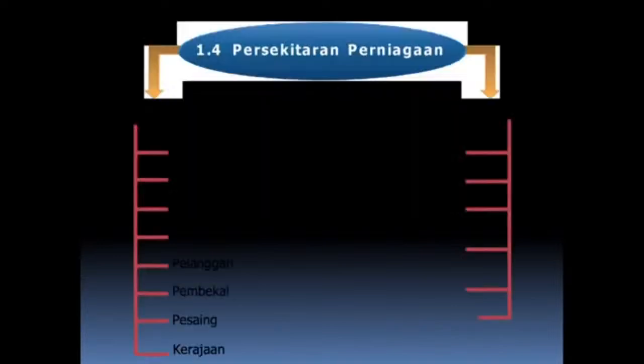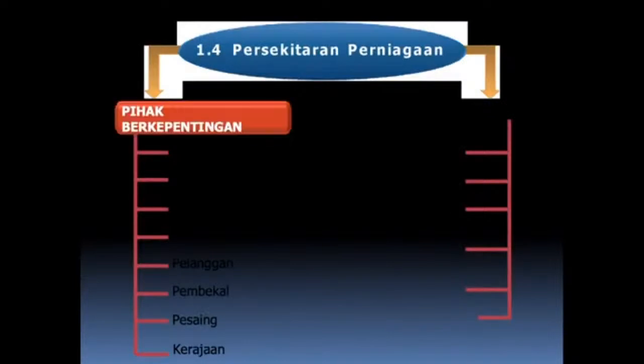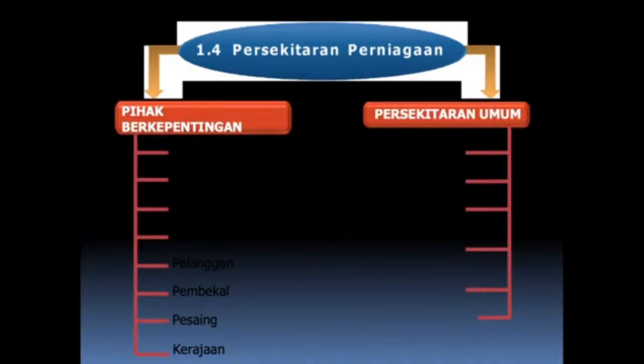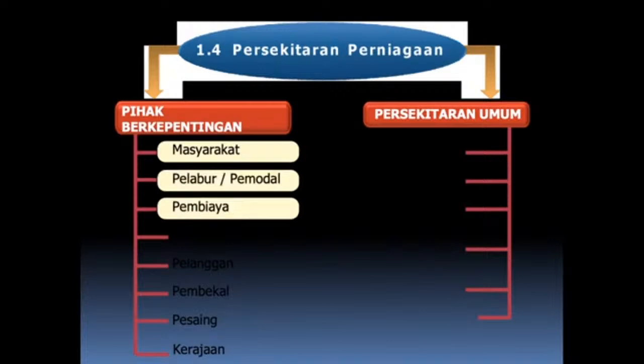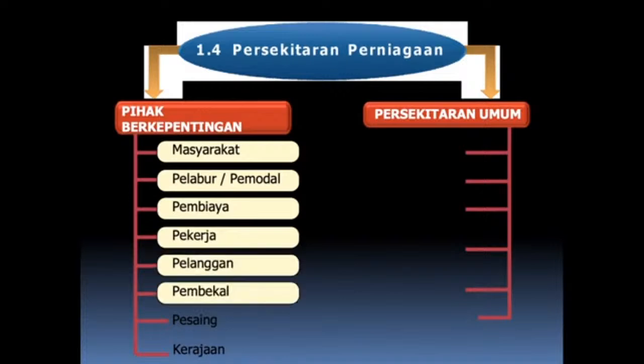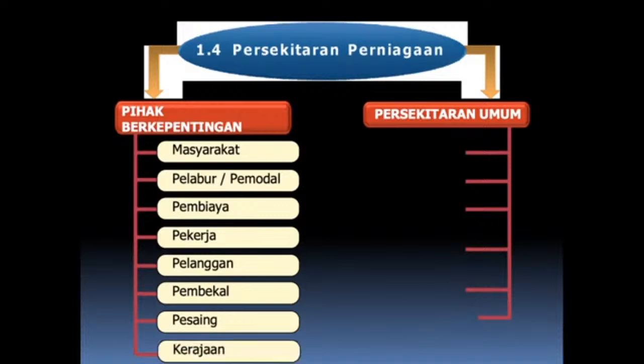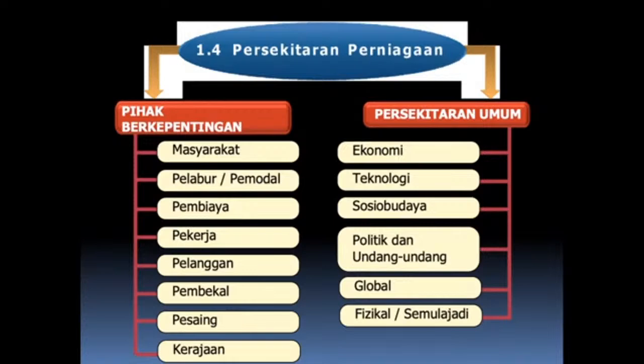Lazimnya, persekitaran perniagaan terbahagi kepada dua, iaitu pihak berkepentingan dan juga persekitaran umum. Terdapat 8 pihak berkepentingan, iaitu masyarakat, pelabur atau pemodal, pembiaya, pekerja, pelanggan, pembekal, pesaing, dan akhir sekali adalah kerajaan. Manakala bagi persekitaran umum pula, terdapat 6, iaitu ekonomi, teknologi, sosio-budaya, politik dan undang-undang, global, dan seterusnya adalah fizikal dan semula jadi. Namun, untuk kuliah kali ini, saya mungkin akan menerangkan pihak berkepentingan sahaja, manakala persekitaran umum akan diajar pada sesi kuliah akan datang.